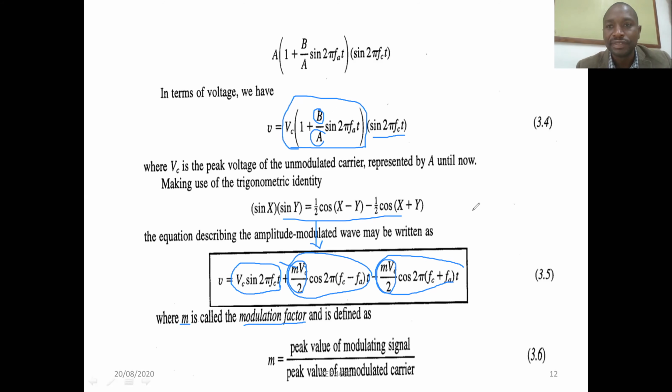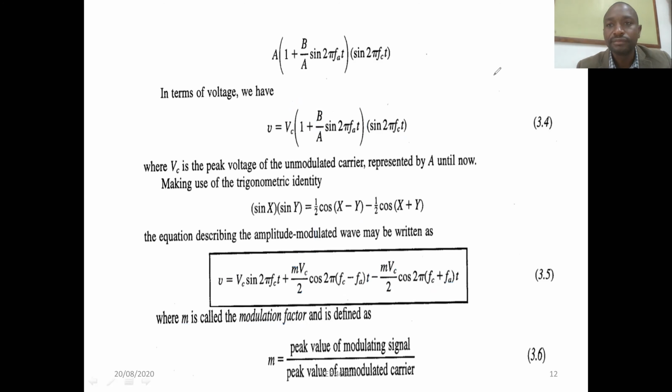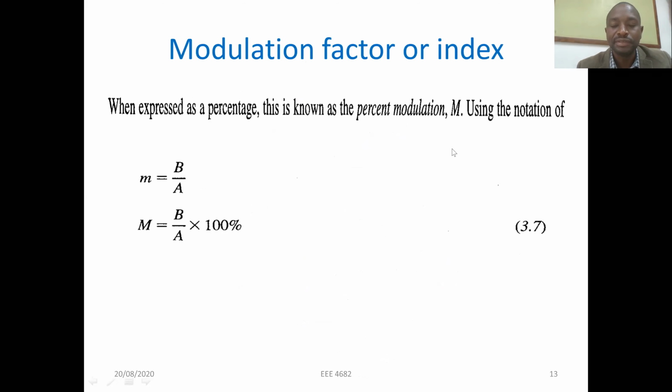as shown in equation 3.6. So equation 3.6 can then be written in terms of equation 3.7, where capital M in this case will be the percentage modulation, and small m being simply B over A, which is the modulation index. So whenever you multiply the modulation index by 100%, it changes to the percentage modulation.